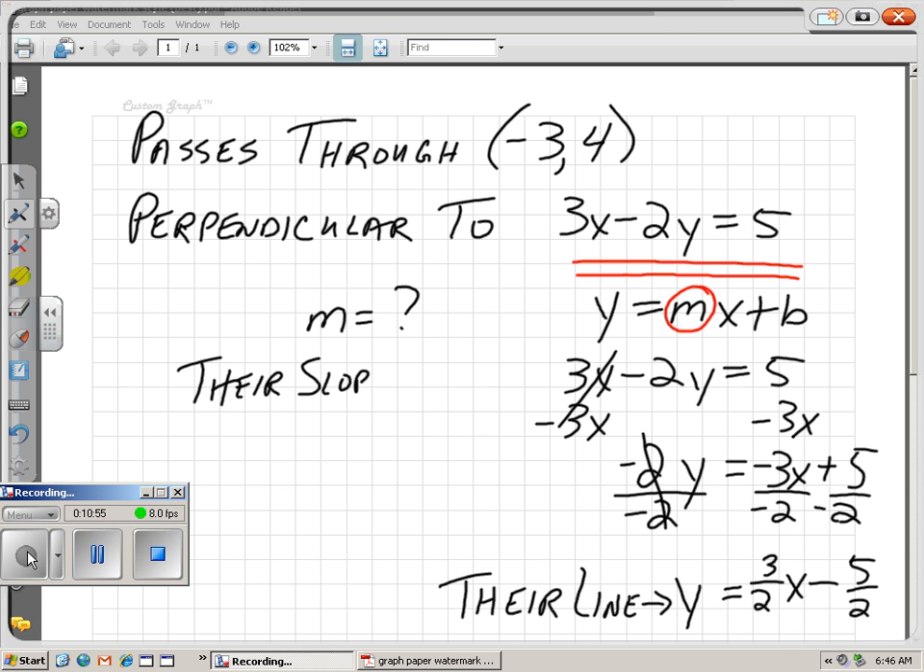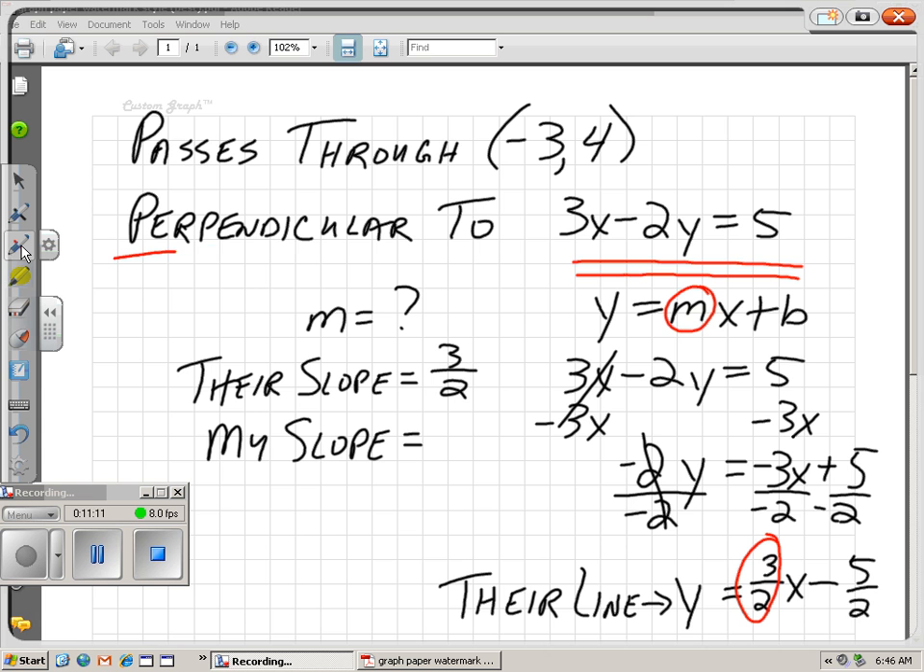Their slope is what? Remember, it's in front of the x here. Their slope is 3 over 2. What's my slope? Okay, remember the instructions up here. They said that that line is perpendicular to my line. So if their slope is 3 over 2, and my line is perpendicular to it, my slope must be the negative reciprocal. So I flip it over, and I make it the opposite sign. That means my slope is negative 2/3.